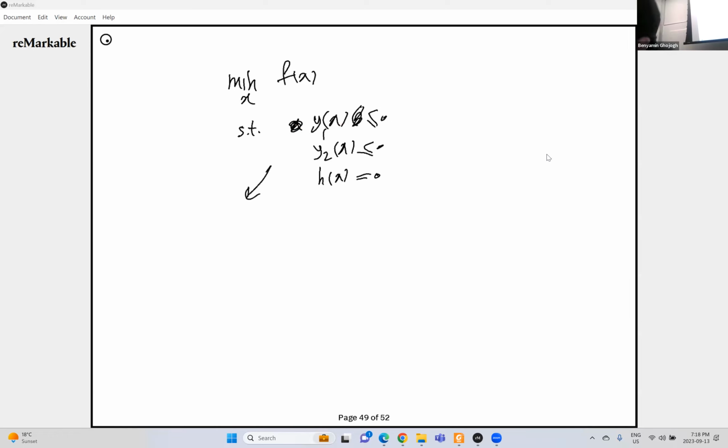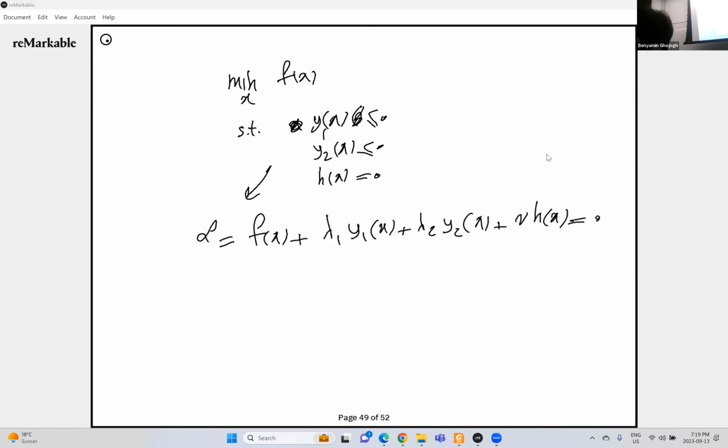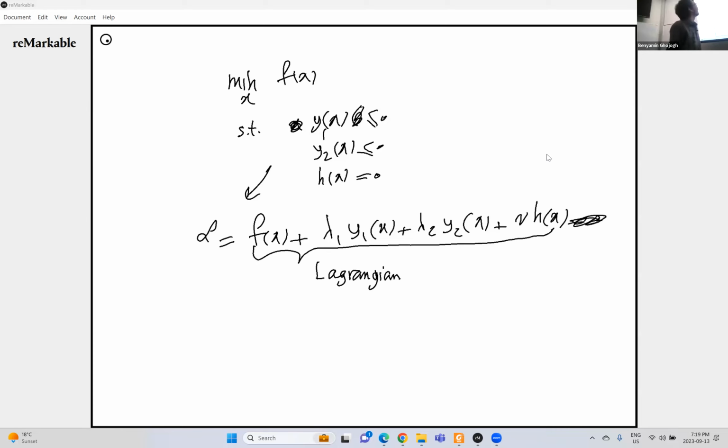So the Lagrangian is simply this: f of x plus lambda 1 g1 of x plus lambda 2 g2 of x plus nu h of x. What is this? In the mathematics of optimization, they call it the Lagrangian, named after Lagrange, who was a great mathematician. Now I think you can understand the Lagrangian very well.